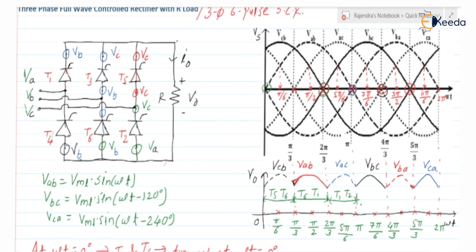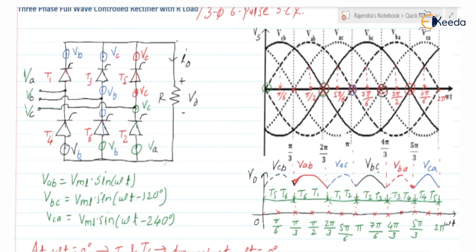Next, during this interval, T2, T3 will be in the conduction mode. Next, T3, T4, T4. After that, T5 will be in the on state. So after T4, T5, again it will come to T5, T6.